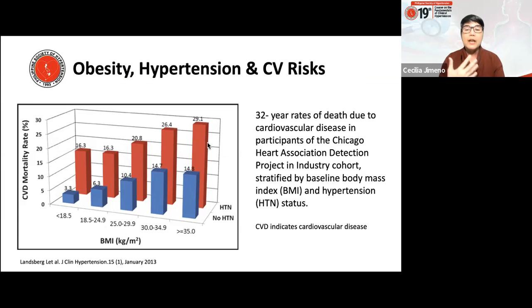So this is taken from the Chicago Heart Association Detection Project in Industry cohort, where they stratified them by baseline body mass index and the hypertension status and followed them up over more than 30 years and found out that those who have higher BMI, so here more than 25, whether they have hypertension or don't, are of higher CV risk, but more so among those with both obesity as well as hypertension. Really, the risk for CV mortality is much, much increased.